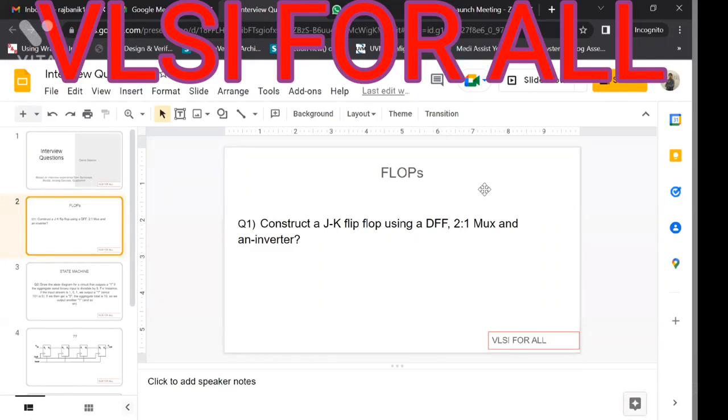Okay, fine. So in a JK flip-flop, let's say there is the present state, and there are two inputs basically, J and K.